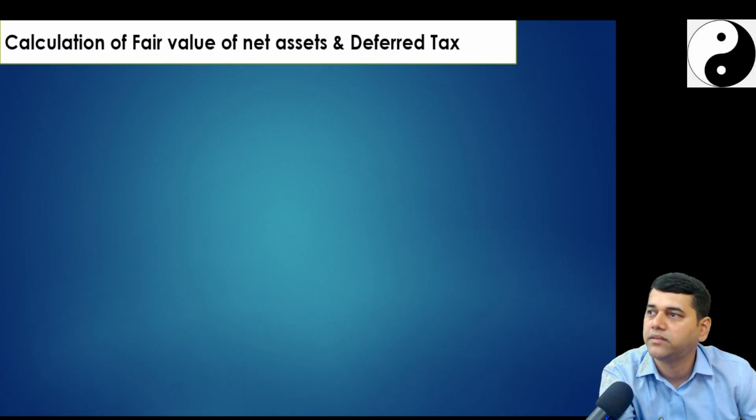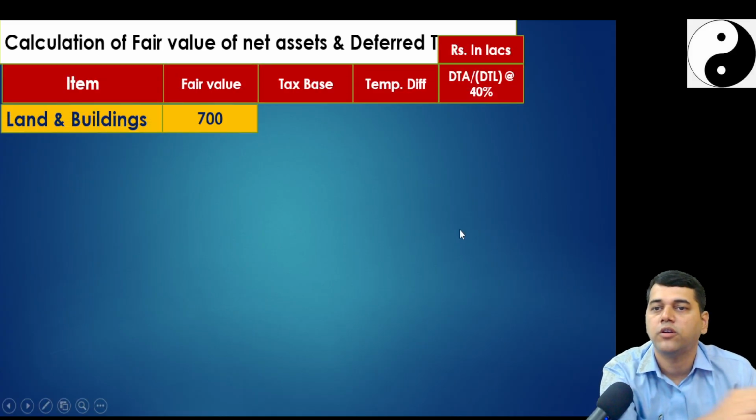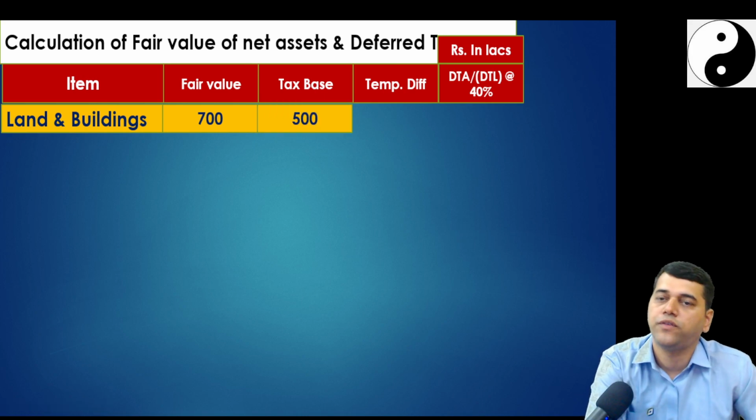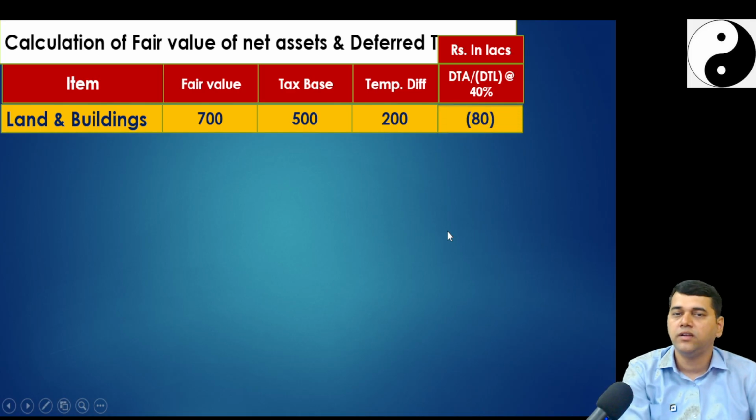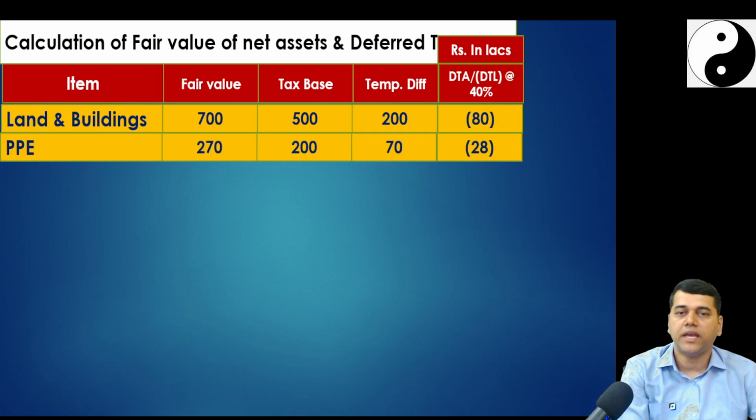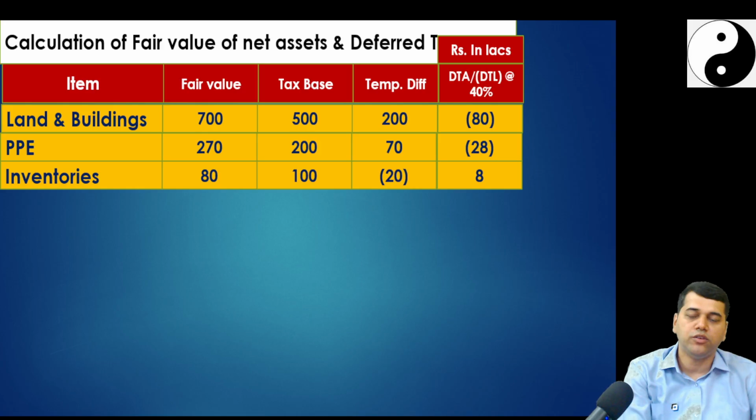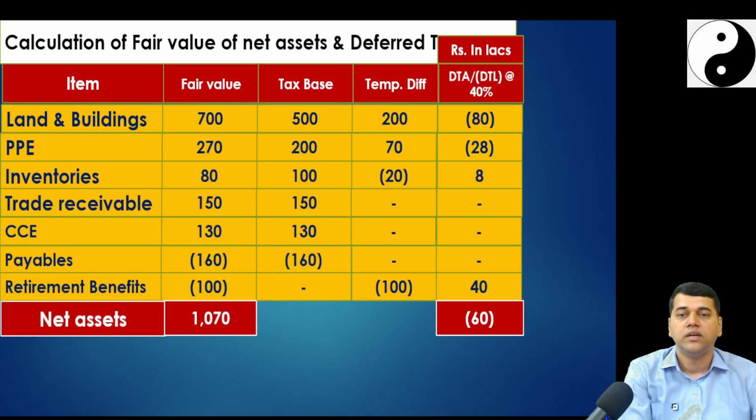Yes, we'll compare the answers. So you have got land and building whose fair value is 700, tax base 500. So you got a deferred tax liability. PP, again you have got a deferred tax liability of 28. Inventory, you have got a deferred tax asset of 8 because your fair value is less. Trade receivable, CC, payables, you don't have anything. Retirement benefits, you have got a deferred tax asset of 40.